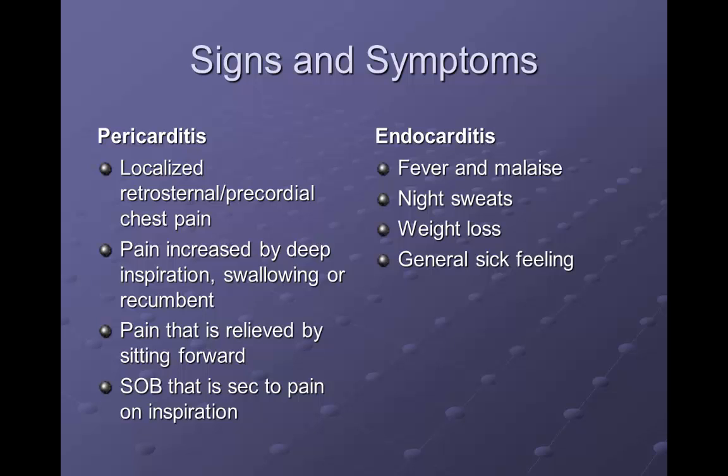Signs and symptoms. Patients with pericarditis, we already went over the signs and symptoms. Patients could have localized, sharp, well-localized retrosternal pericardial chest pain. This is a parietal pain that varies with inspiration and recumbent position, relieved by sitting forward, associated with shortness of breath.